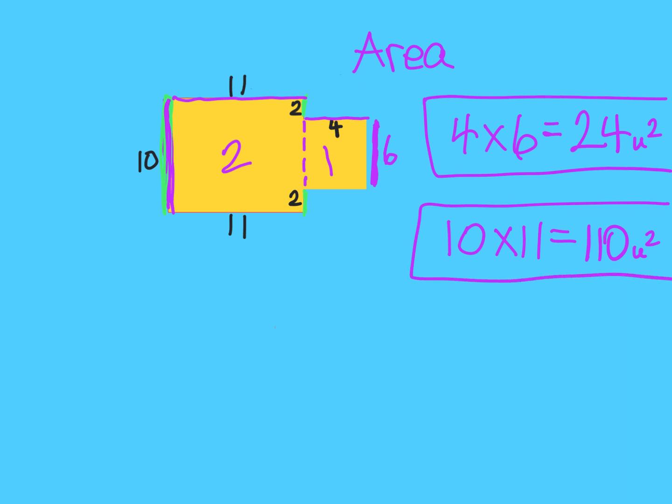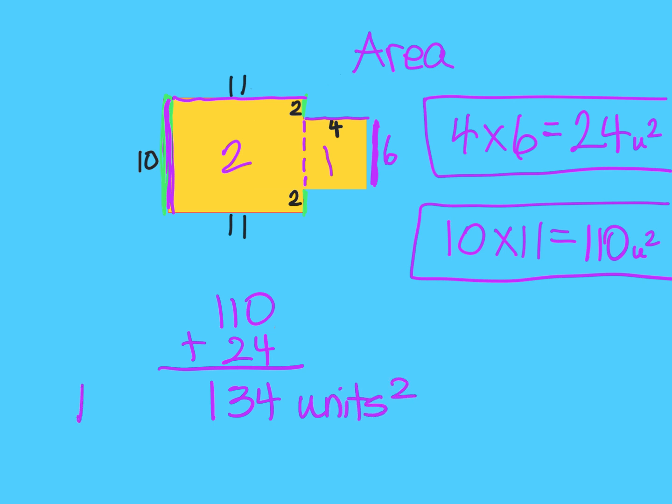So in order to find the area for the entire shape, we need to combine those two areas. So 110 plus 24, and we get 134 units squared. That is the area for this entire combined shape.